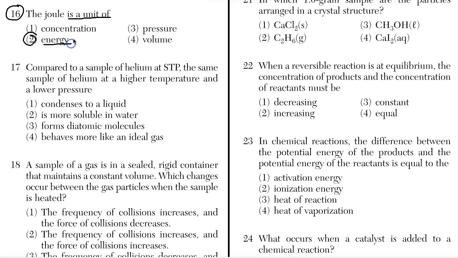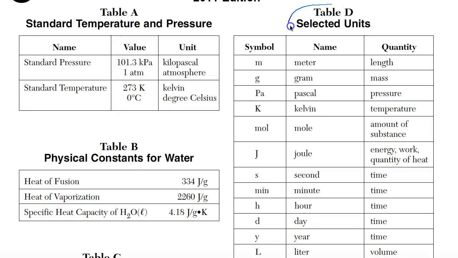Now, you say, okay, I should have known that. But you know what? There is a table on the reference table that goes off the most used units in this course. Let's go there. So table D is your friend in this question. Even if you never knew it was there, now you do. So symbol, name, joule, and it's a quantity of energy right there.